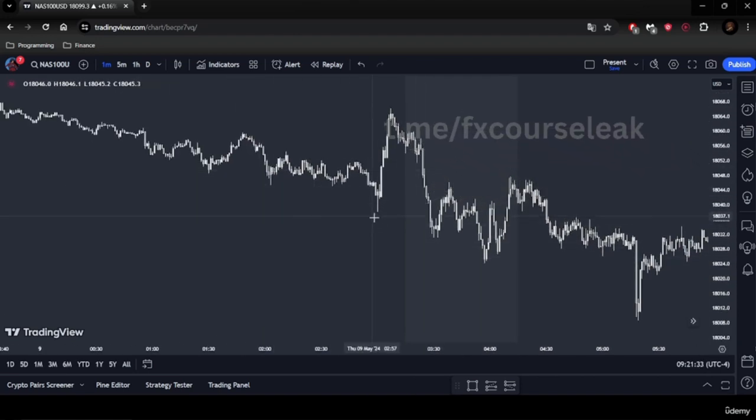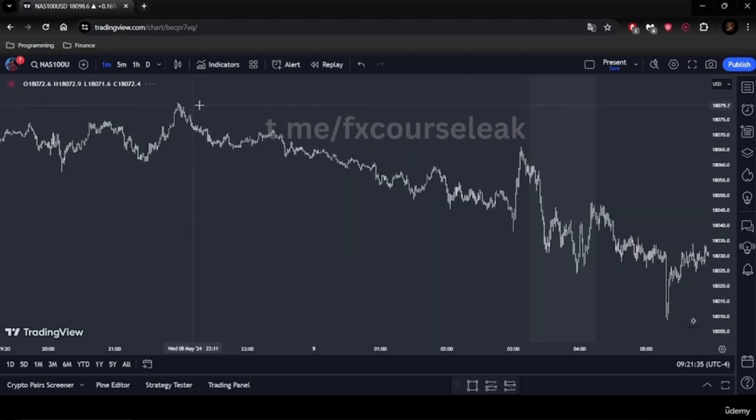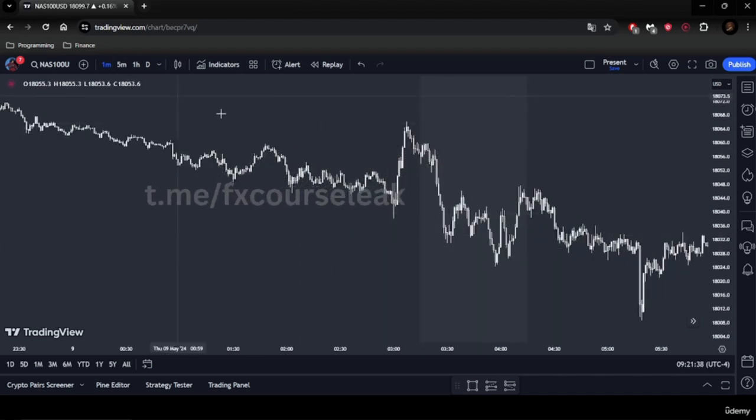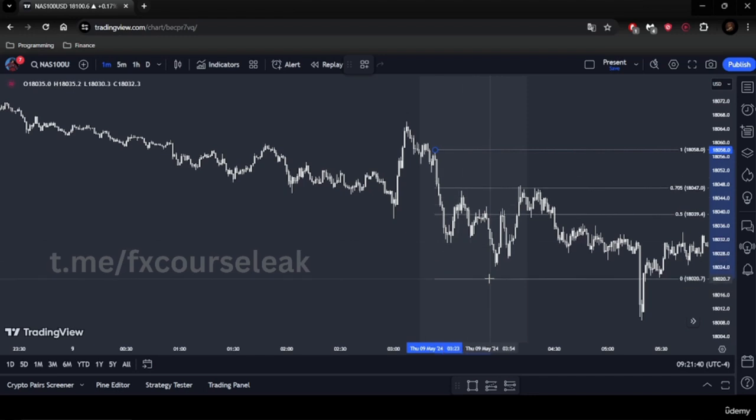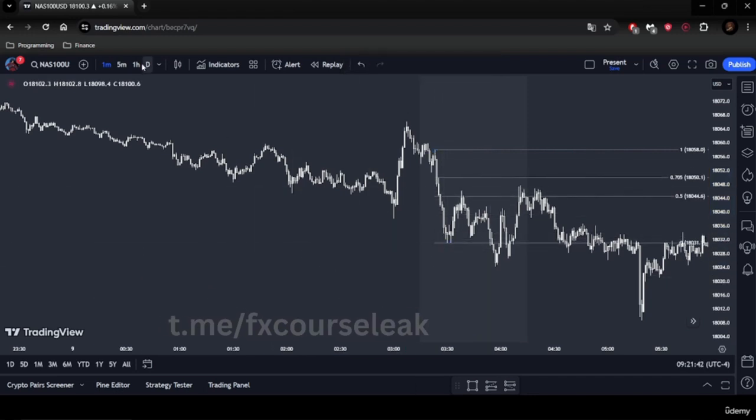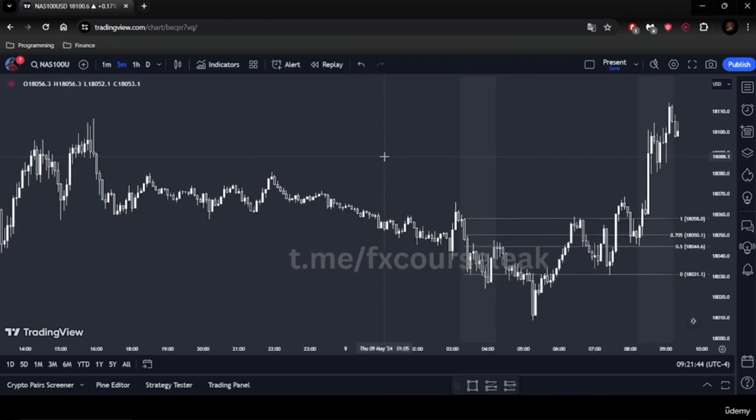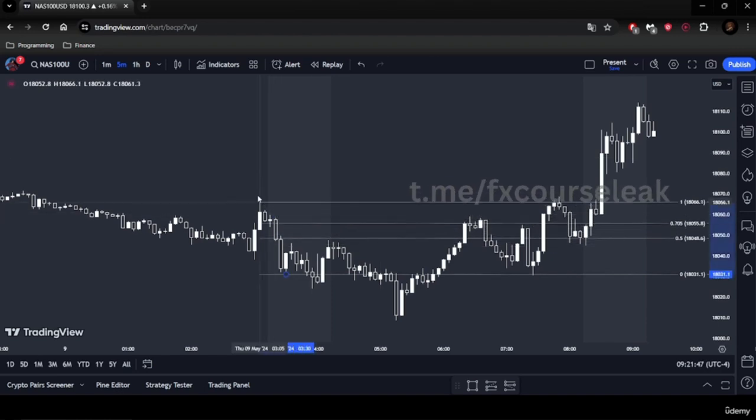So we're in the London session. We take the highs, we manipulate, then we go lower. Let's see if we have a fractal right here. Okay, there's no fractal, it will be all the way here.